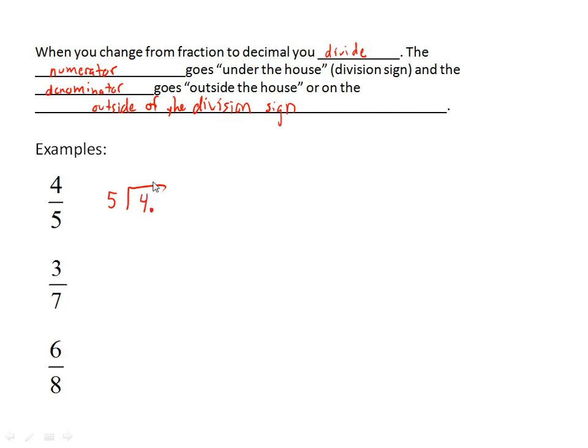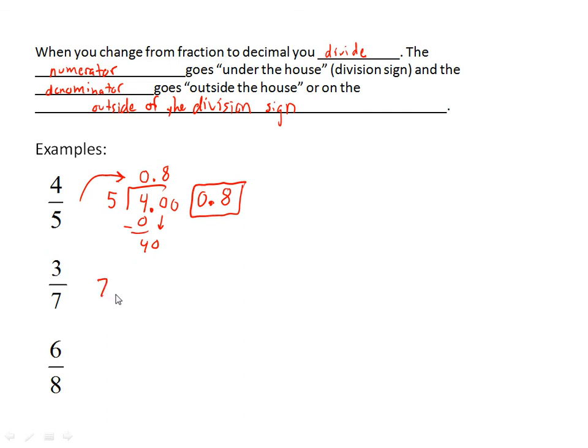Okay. 5 will not go into 4. So we're going to add our 2 zeros right here. Subtract 4, bring down the 0, you get 40. 5 goes into 40. That's right, 8 times. So 4 over 5 is equivalent to 0.8. That was easy. Alright, let's try another one.